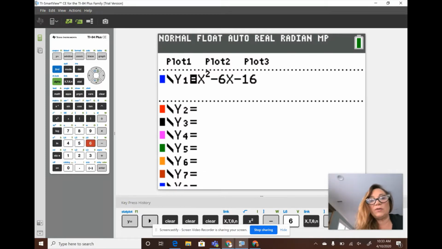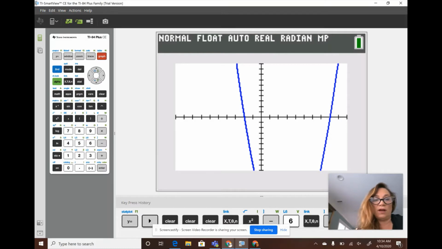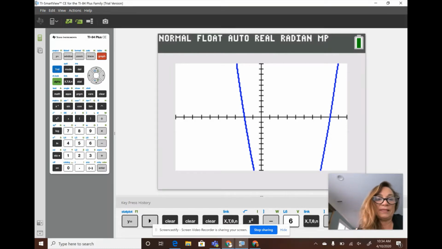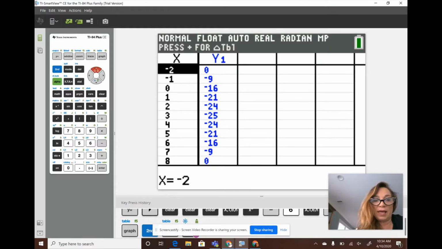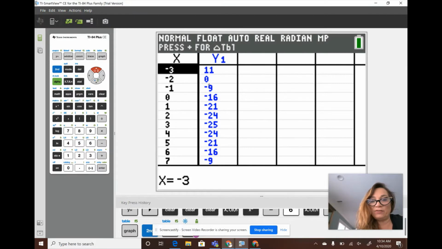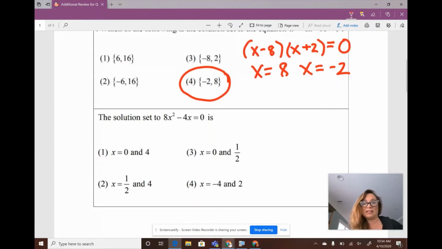So one thing I can do is look at the graph, and these points right here are called the zeros. They're the x-intercepts. You can also look at the table, and you'll see that when x is 8, y is 0, so that's one of the solutions. And when x is negative 2, y is 0, that's another solution. So you can always check these on your calculator. And we're actually going to talk a lot about graphing in the next week or so.